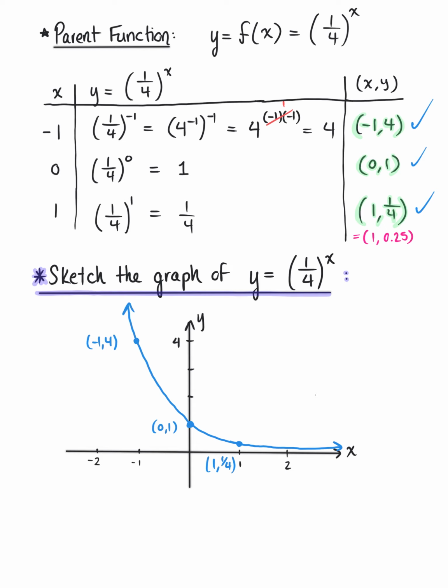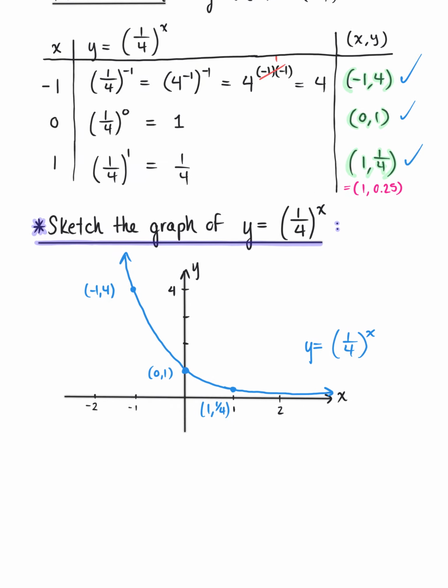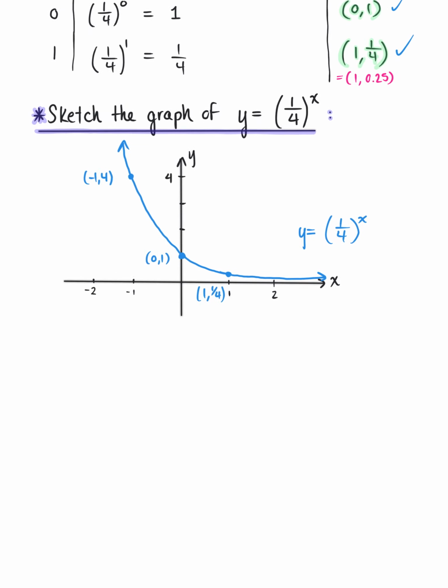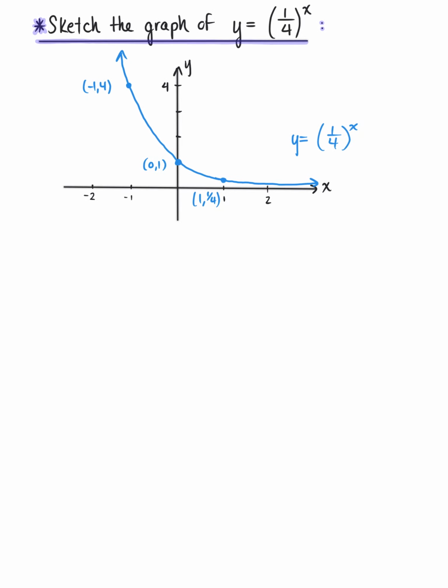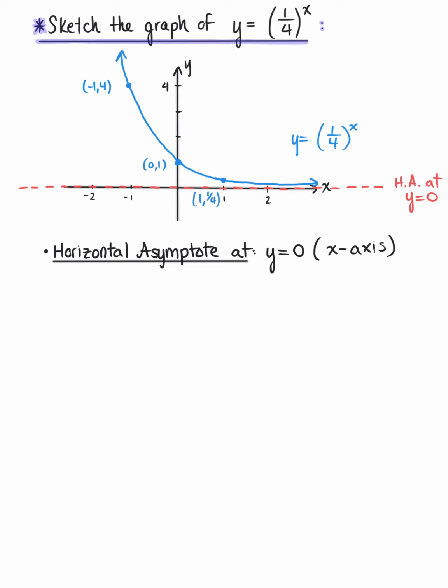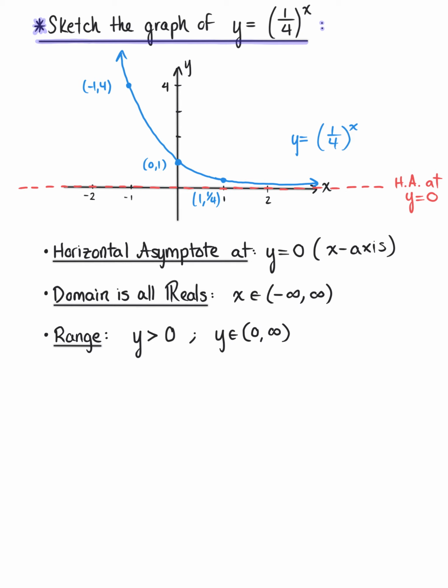So here is the graph of our parent function. This is y equals (1/4)^x. Now we can observe here, not only is this graph passing through these 3 solution points, but we can also see that our graph has a horizontal asymptote at the x-axis, or y equals 0. We can also see that the domain of the parent function is, of course, all real numbers, and that the range of the parent function is y must be strictly greater than 0, or y is an element of the interval from 0 to infinity.